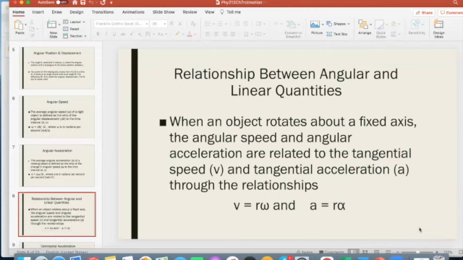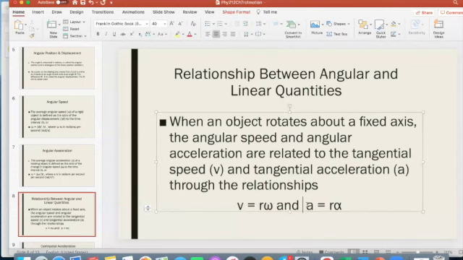So this is the relationship between angular and linear quantities. When you have an object that rotates around a fixed axis, the angular speed and acceleration are related to the tangential speed and tangential acceleration through these relationships. Here, speed is equal to the radius times the angular speed, and acceleration is equal to the radius times the angular acceleration.